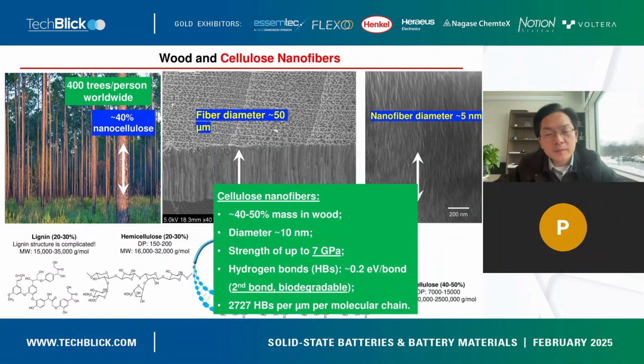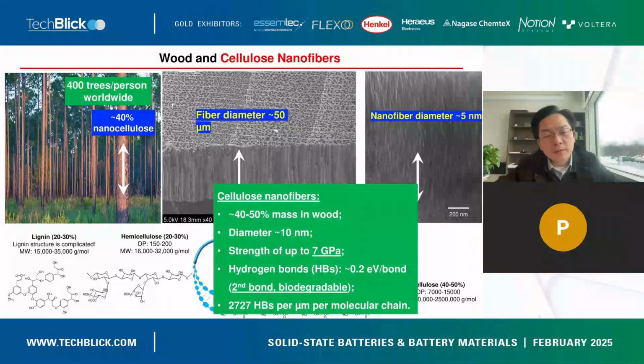These nanofibers have amazing mechanical properties. For example, the tensile strength can go all the way up to 7 gigapascals, maybe one of the strongest fibers. But at the same time, they have a very weak bond between the fibers. It's a secondary bond, about 0.2 eV per bond. But because you have so many bonds, the material made of cellulose in the format of paper or wood can actually be very strong. So there are all these interesting aspects of this abundant, sustainable material.